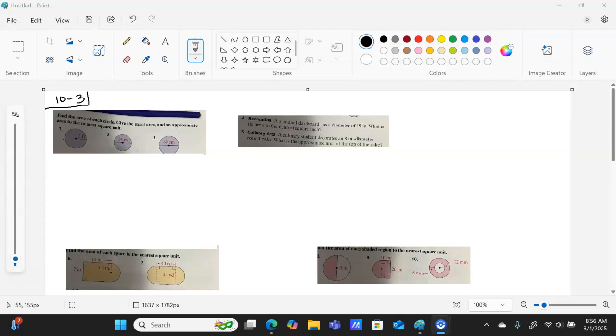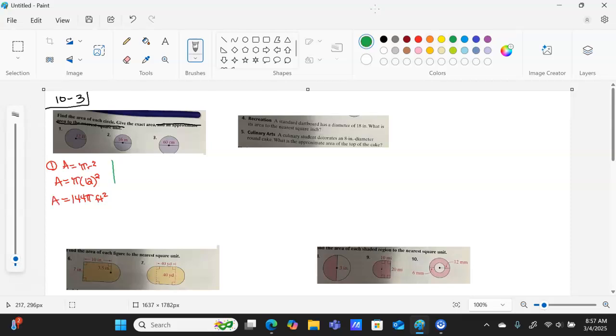Okay, we are checking the homework for 10.3. Find the area of the circle, give the exact area and an approximate area to the nearest square unit. And I told you could just give the exact area, leaving the pi in. So in number 1, my formula is area equals pi r squared. So area equals pi times 12 squared. 12 times 12 is 144. So we call this 144 pi feet squared.